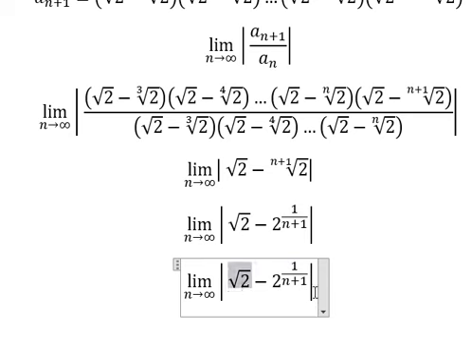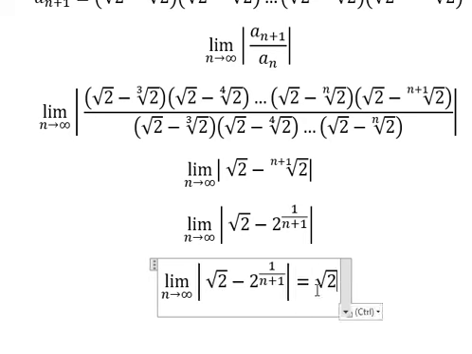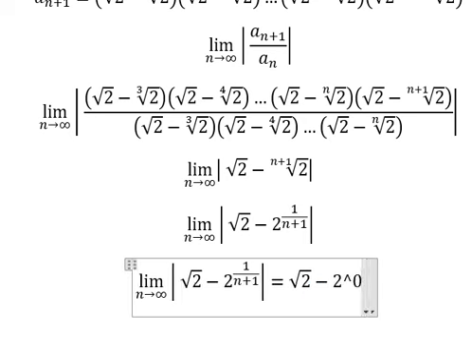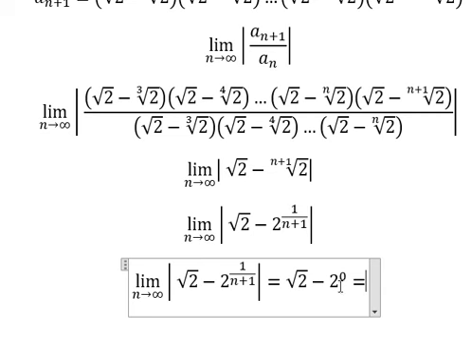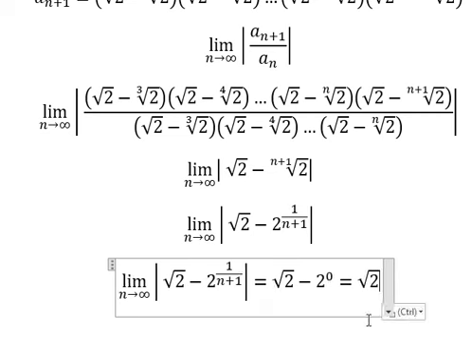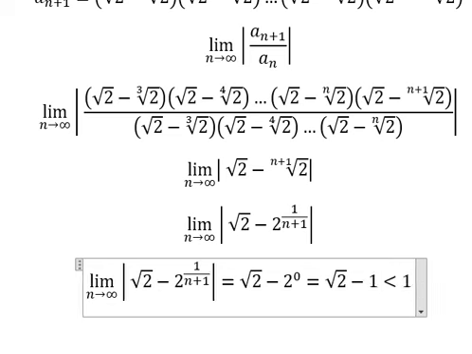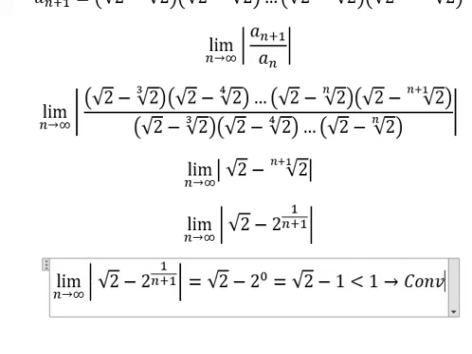So that means we have the square root of number 2 minus number 2 to the power of number 0. And this one is number 1. And we know that this one is smaller than number 1. And that means it is convergent.